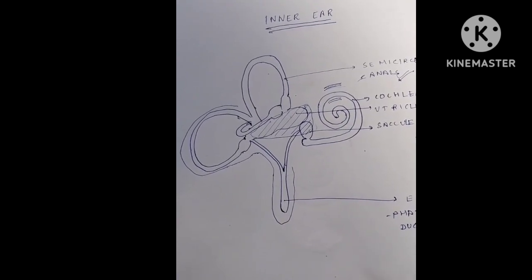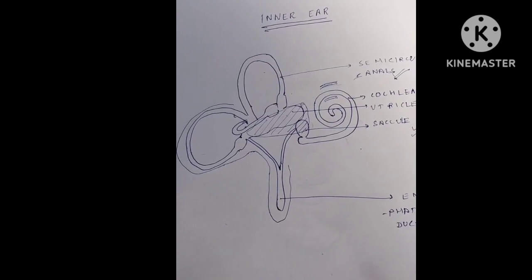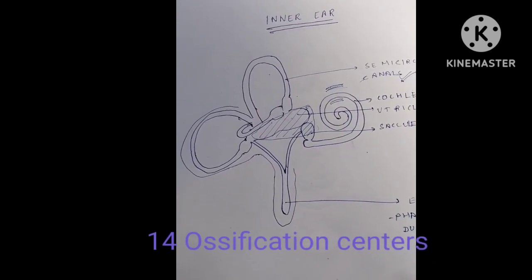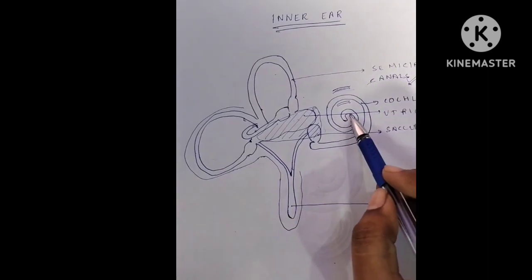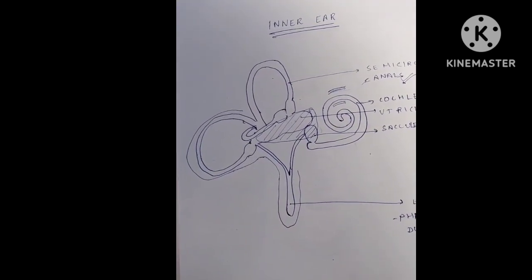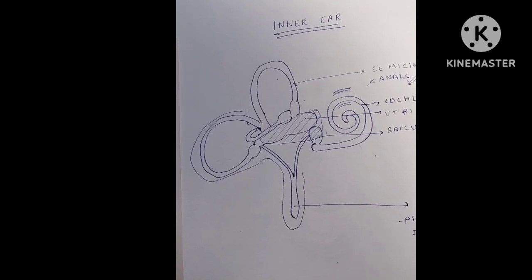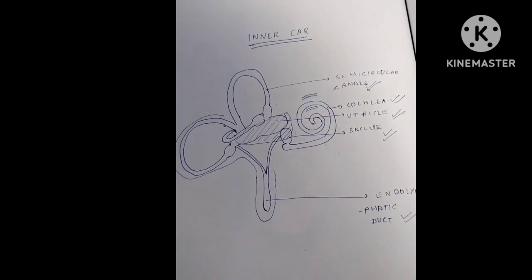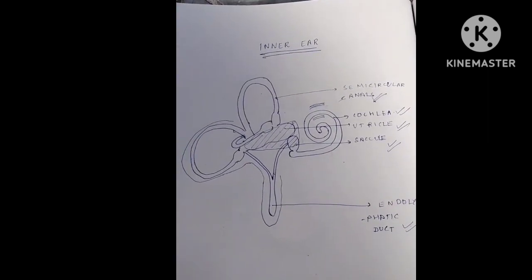And also one more extra piece of information is, the otic capsule or the bony labyrinth ossifies by 14 ossification centers, and the first ossification center ossifies during the 16th week of intrauterine life, and it is present in the cochlea. And the last ossification center ossifies by the 20th week of intrauterine life, and it is present in the posterior semicircular canal. So that's it about the inner ear.